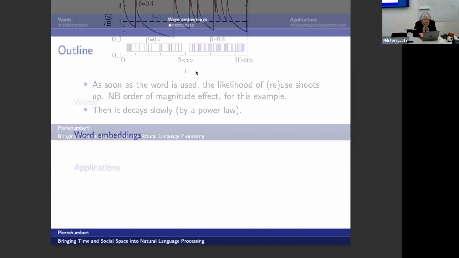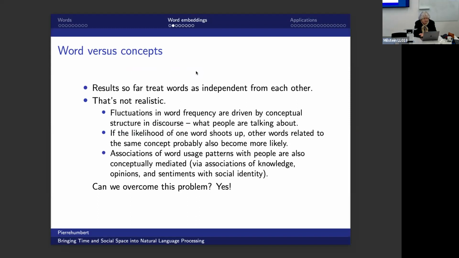Okay, so far we took the words as completely independent from each other. That's not realistic. People were immediately jumping up with their questions about conceptual structure: if one word is shooting up, wouldn't the related word shoot up? That's obviously the case for topic. It's also the case when you're looking at people, because word usage patterns involving people are also conceptually mediated. People with a similar social identity talk to each other. You're getting associations of words with areas of knowledge, opinions, sentiments, and stuff like that. So we want to have some way of treating the words as being related to each other.